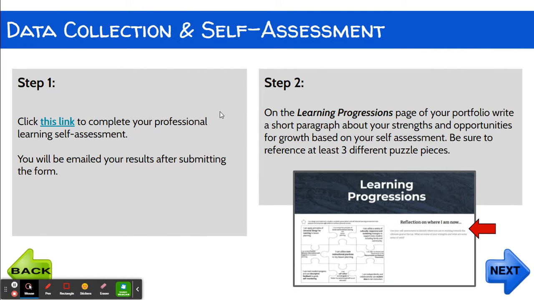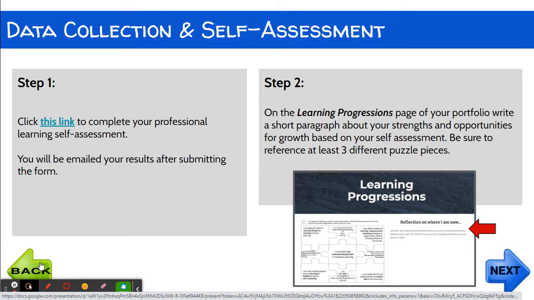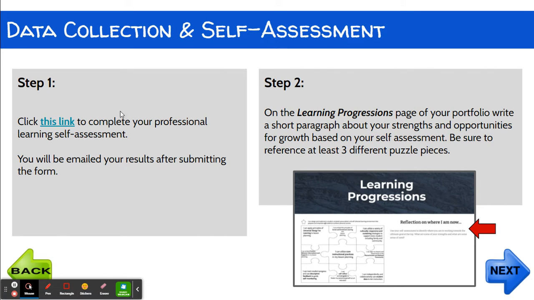This is you thinking about data collection and self-assessment. So the first thing you're going to want to do, again, step one, step two. And just before I do that, you can always click the back button if you missed something or feel like you didn't do a step. So for this page, step one is going to be to complete your professional learning self-assessment. And again, you only need to do this once, regardless of how many PDs you're taking.